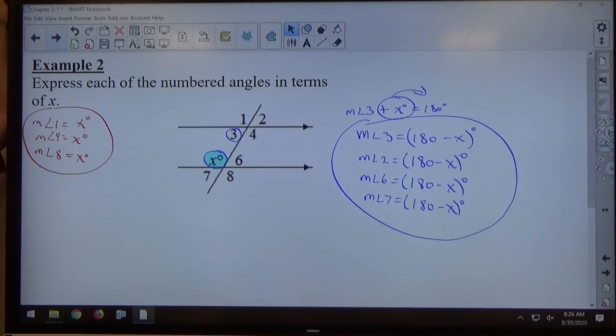Mathematically, when you say to do something in terms of something, it just wants that letter to be in the answers. You allow your brain to wrap around that abstract idea. No idea what x equals, but this is what it would be if we knew what x equals.